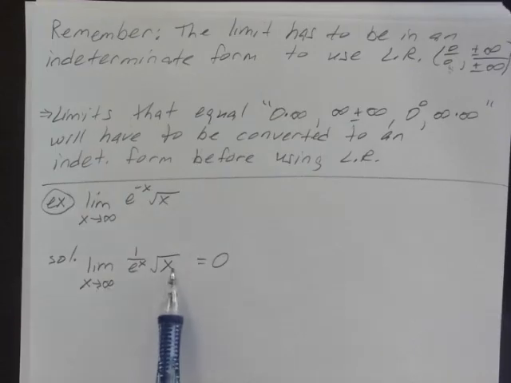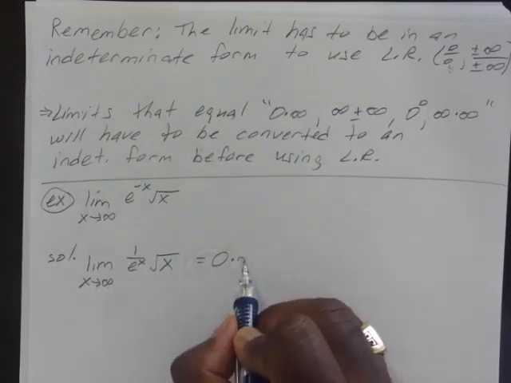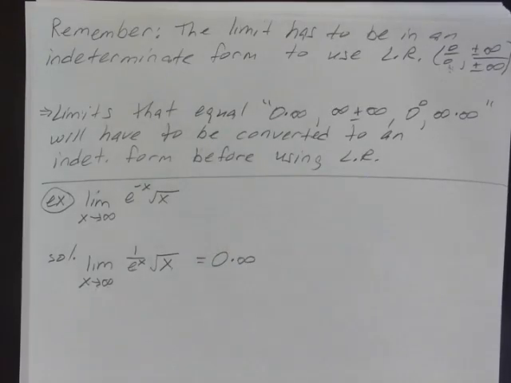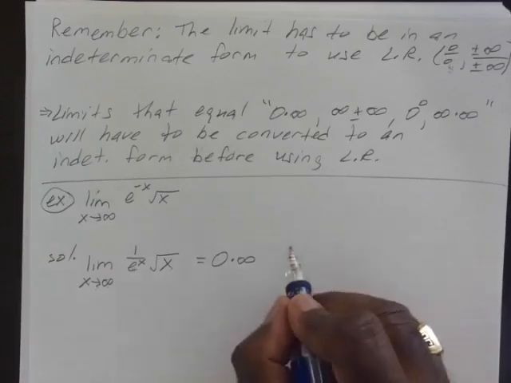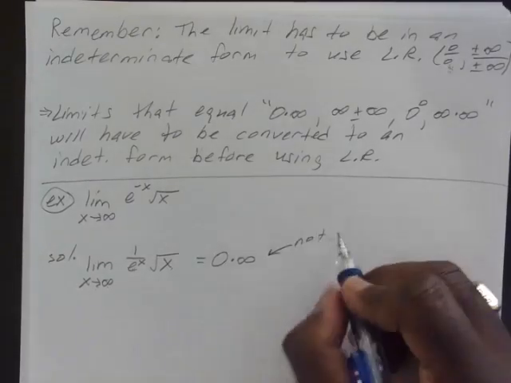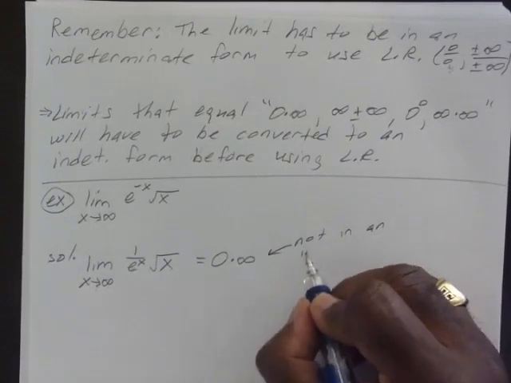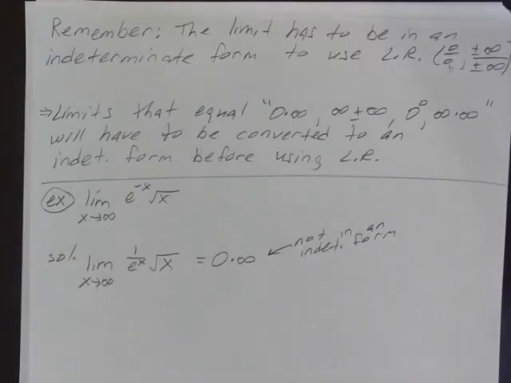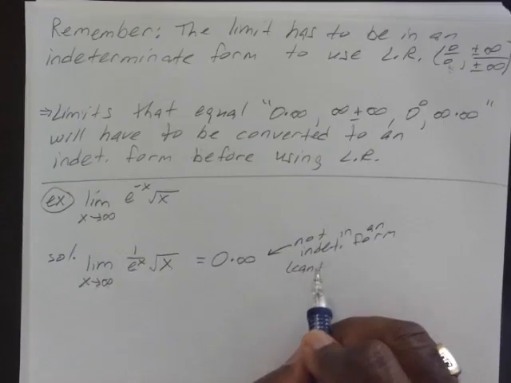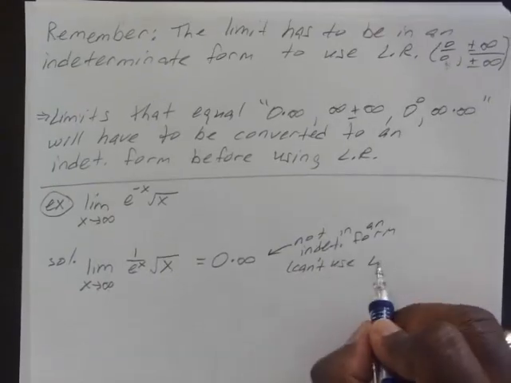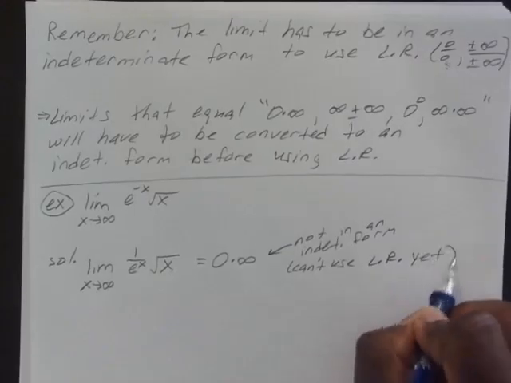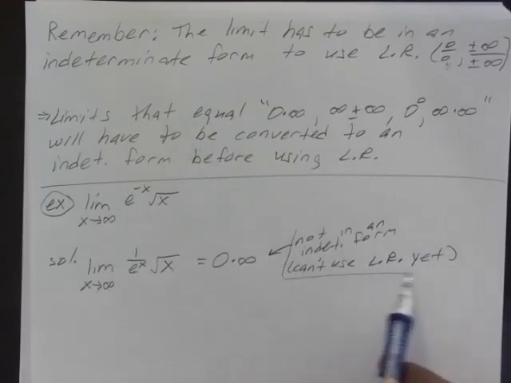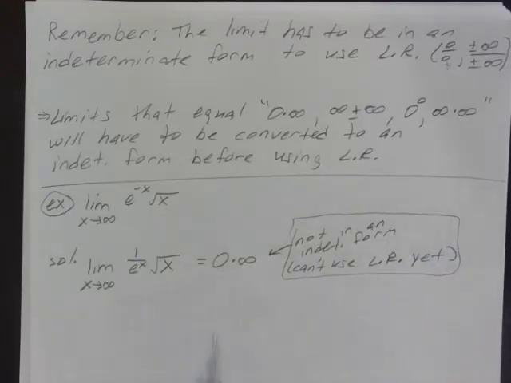Times the square root of a number that's getting bigger and bigger, well, that square root will still get bigger and bigger. So 0 times infinity. Okay. Now, this is not in an indeterminate form, which means we can't use L'Hopital's rule. Yet. Once we convert it, we'll be able to use it, but we can't use it as long as it's in this form.